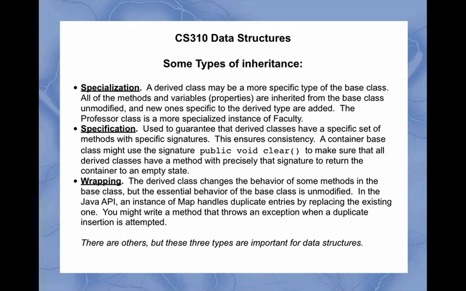So wrappers are fairly common. You take an existing data structure and you do not have to write it from scratch. You do not have to reinvent the wheel, but you can modify it by overriding the methods in it to get exactly the behavior that you want. There are other types of inheritance, but these are the main ones we want to look at in the data structures course.